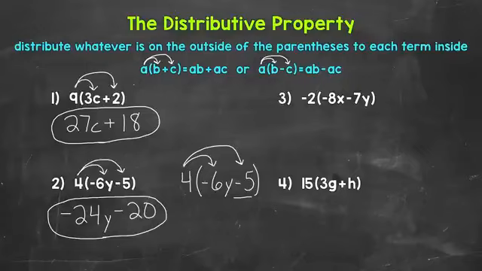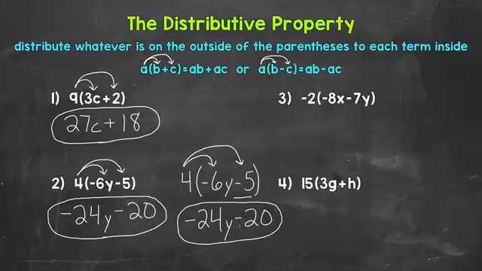This gives us, well, 4 times negative 6y is negative 24y. And then 4 times negative 5 is negative 20. So we get negative 24y minus 20 that way as well. So we get the same thing either way, just slightly different as far as working through the distributive property.